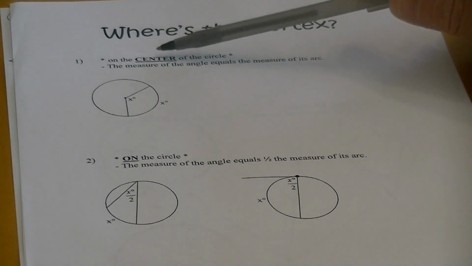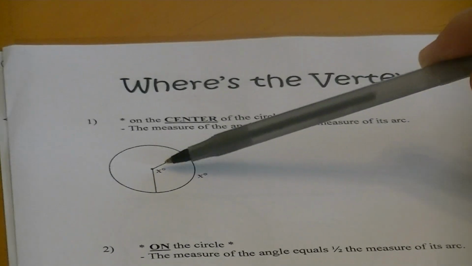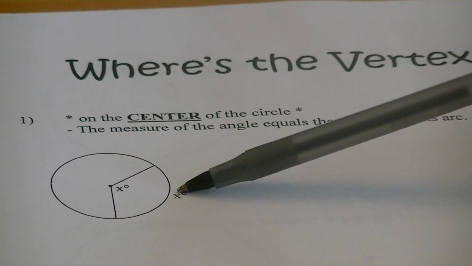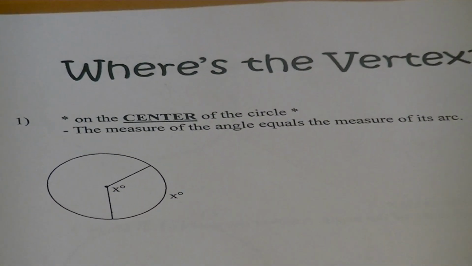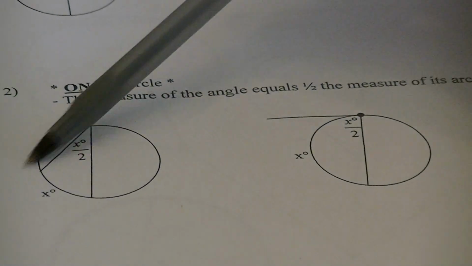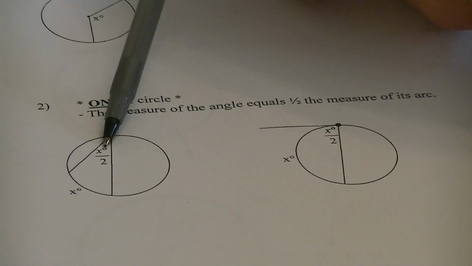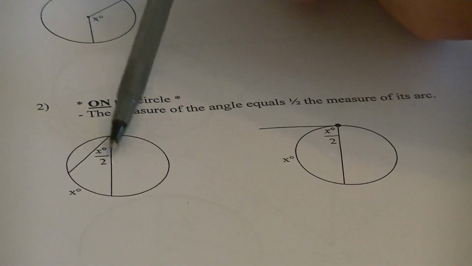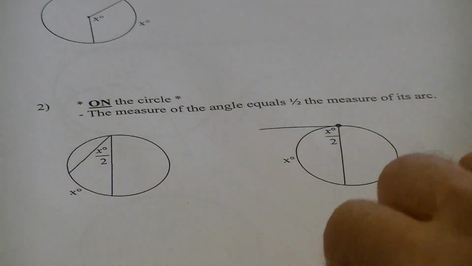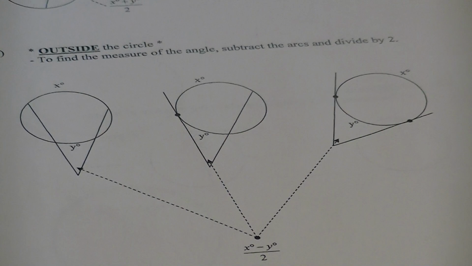If the vertex is at the center of the circle, this goes way back to before school got sent home, the measure of the angle is equal to the measure of the arc. If the vertex is on the circle, like here or here, whether it's two chords or a tangent and a chord, the measure of the angle is going to be half of the arc. Same in this situation. And what I was just showing you today is what's on the back of the second page of the attachment I'll send you.